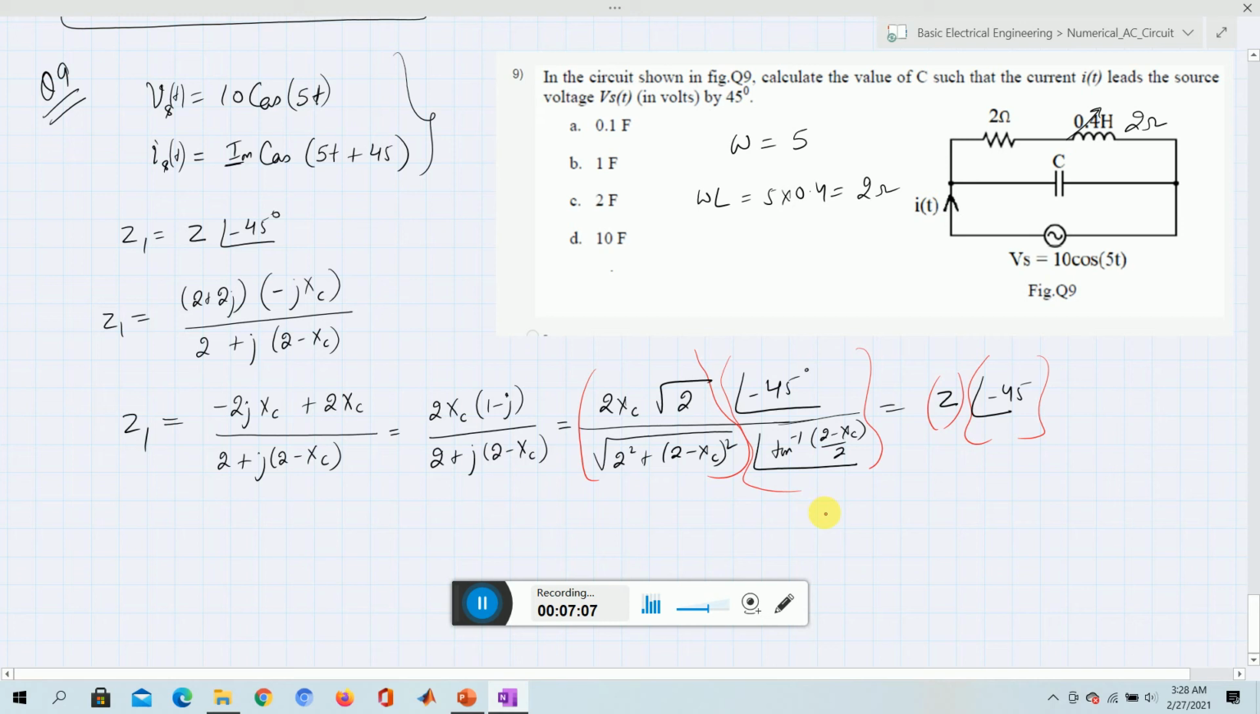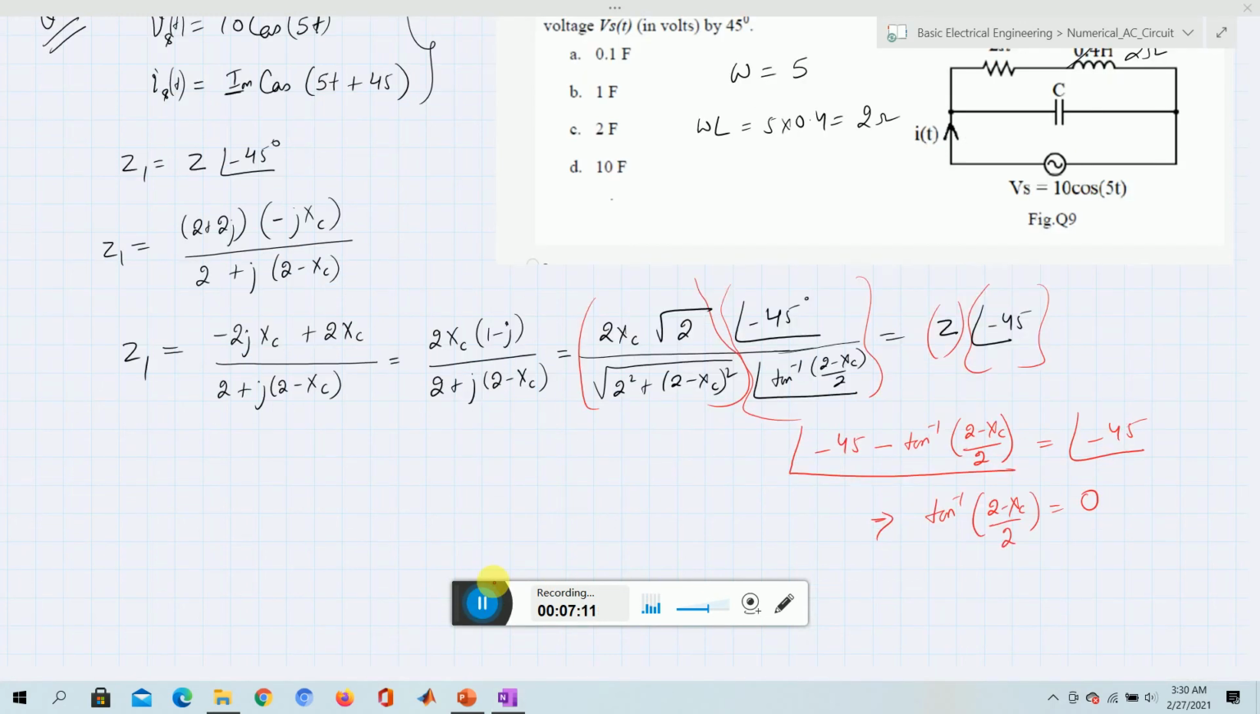So we can have another relation, so we can get tan inverse of this. From this relation, this term is 0, and we get the value of XC is equal to 2, and that is also equal to 1 by omega C, and the omega value we will substitute, and what we get finally is the value of C is equal to 0.1 Farad.